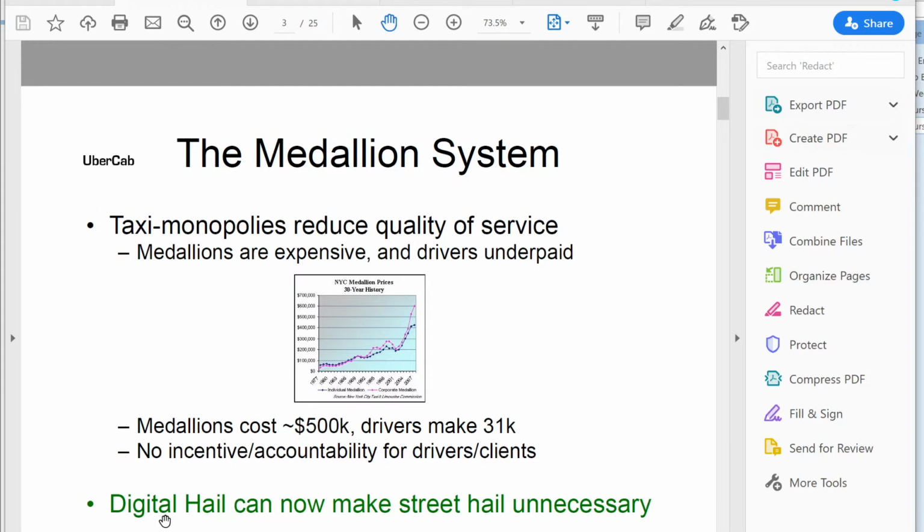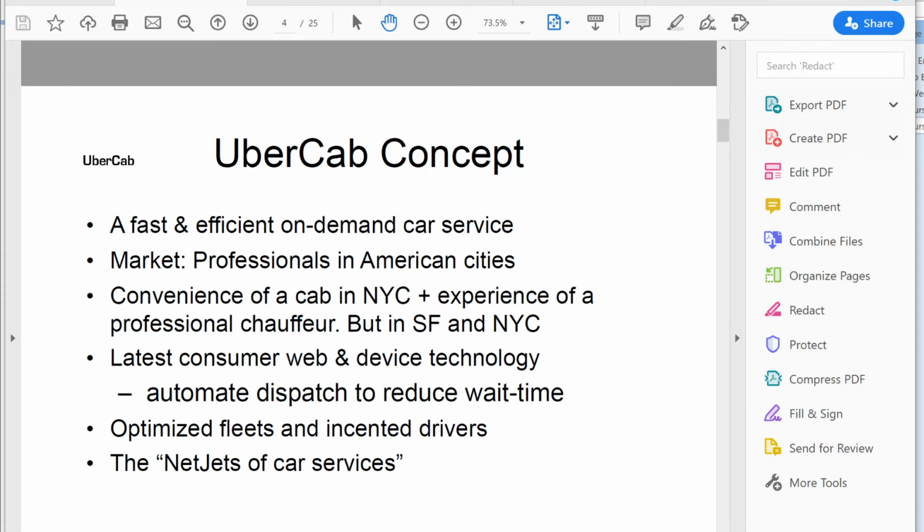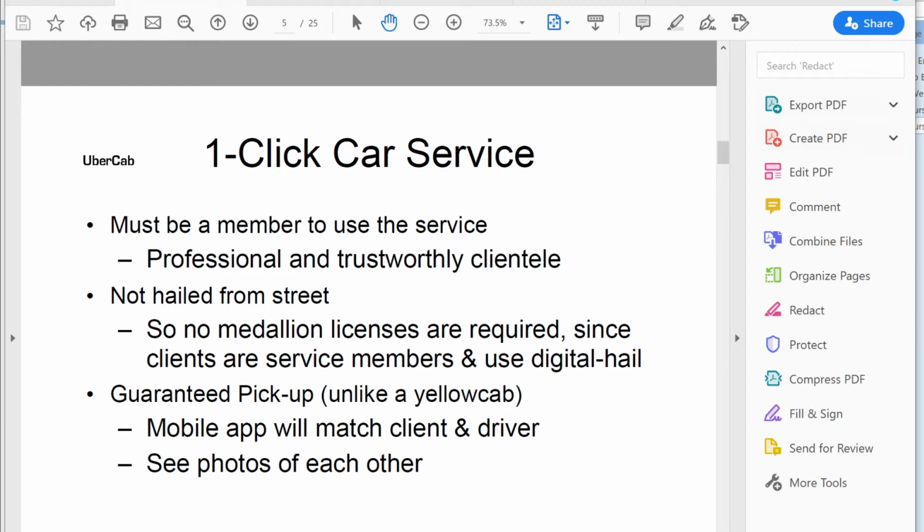So now they put it in green. Digital hail can connect with the drivers directly, and you can see when they come and go. Right? That's a good solution. And they originally thought of it as a one-click car service, purely a replacement for car service. But as it turned out, Uber, as it stands right now, is probably even a replacement for public transit.